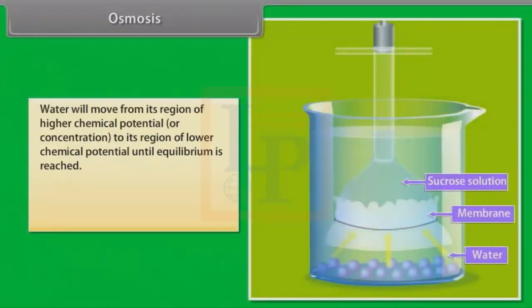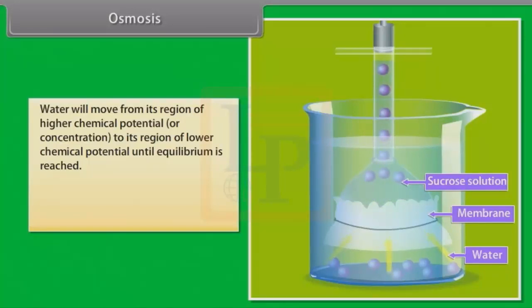Take a thistle funnel filled with sucrose solution and then keep it inverted in a beaker containing water. The solution of sucrose in water taken in a funnel is separated from pure water in the beaker through a semi-permeable membrane, such as an egg membrane. Then what will happen? We will observe that water will diffuse across the membrane to raise the level of the solution in the funnel. This will continue till the equilibrium is reached.